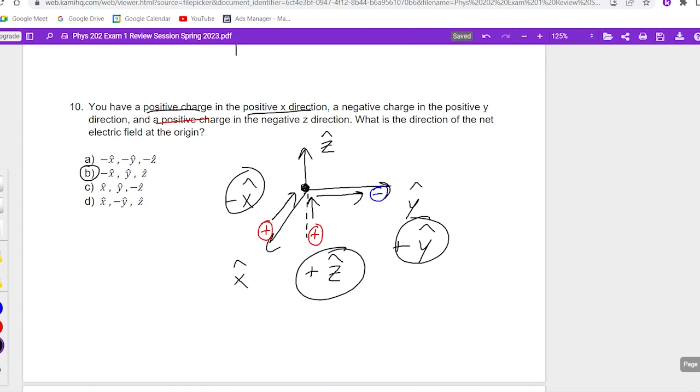Any questions on that one? I like this question. I think it's a fun, challenging one. You don't have to like it. That's okay.